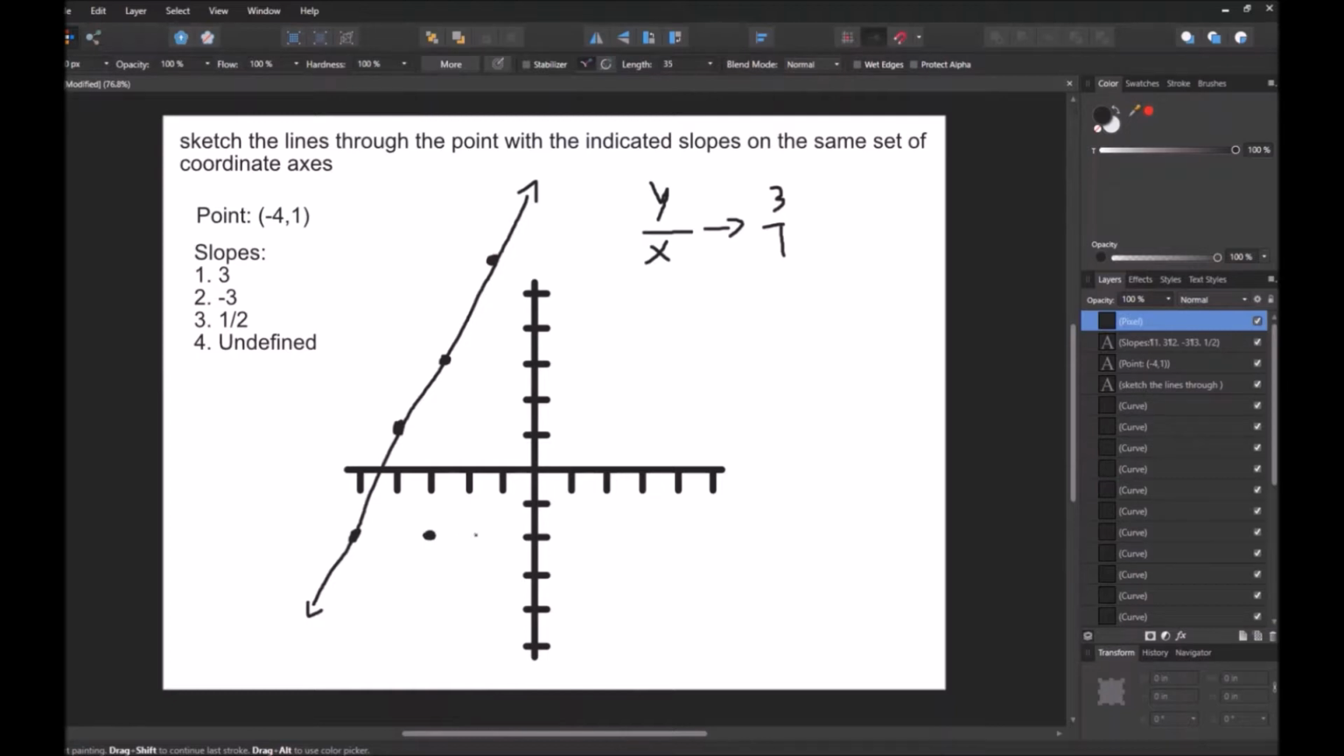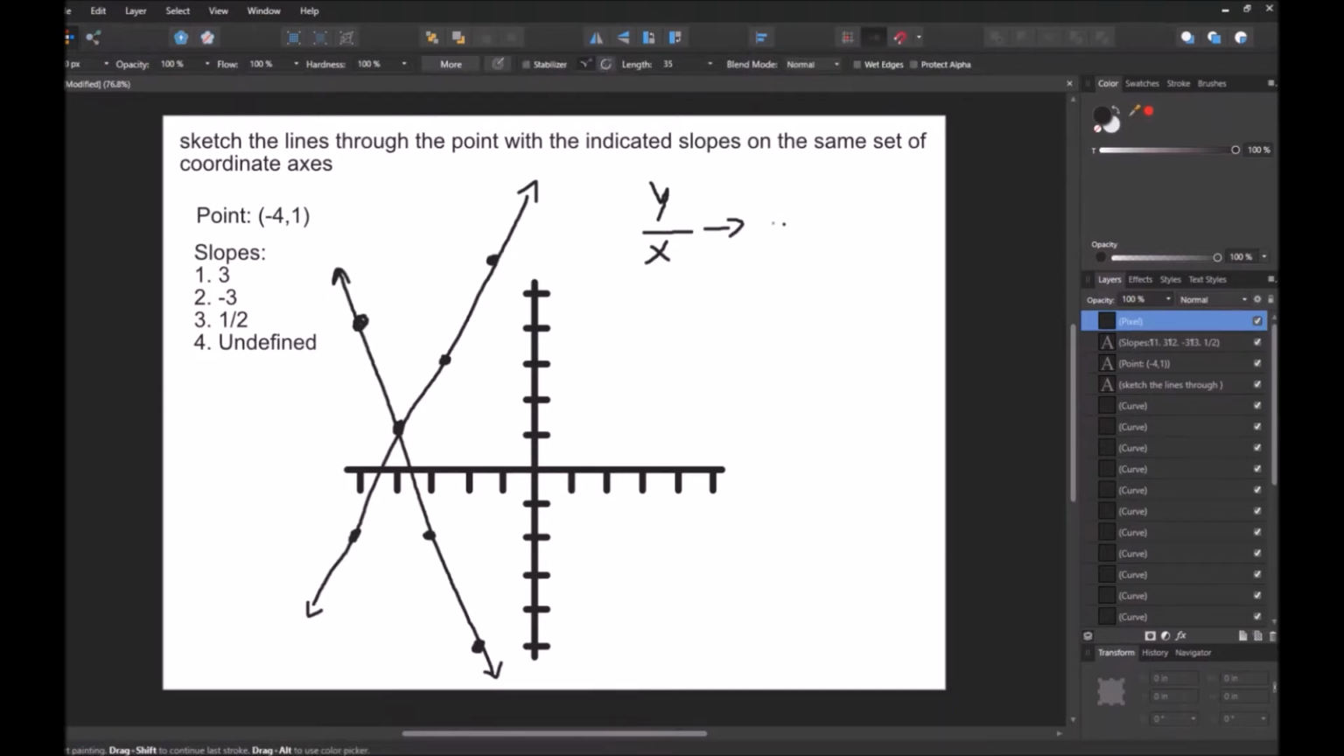And then we go to the right one, and then we go down another 3. So we go 1, 2, 3 down here. Similarly, we go to the left one, and then we would go up 3. 1, 2, 3 right here. And then we can just sketch that line right there. And that would be how you do negative 3. Then for 1/2, well, let's get rid of this for a second.